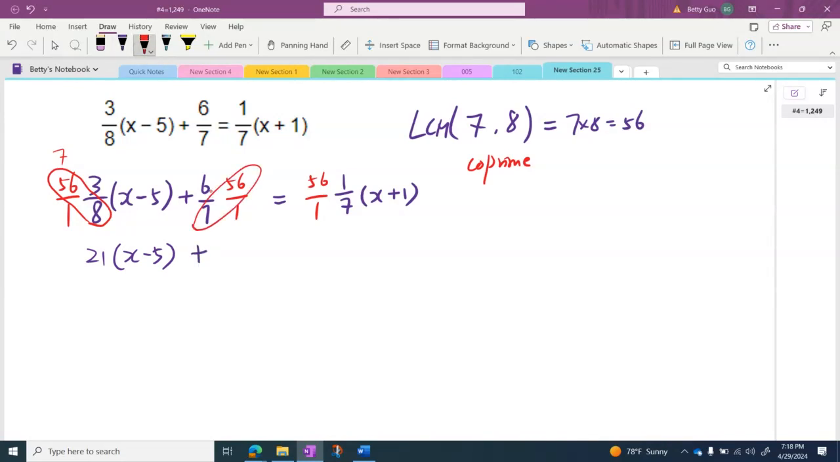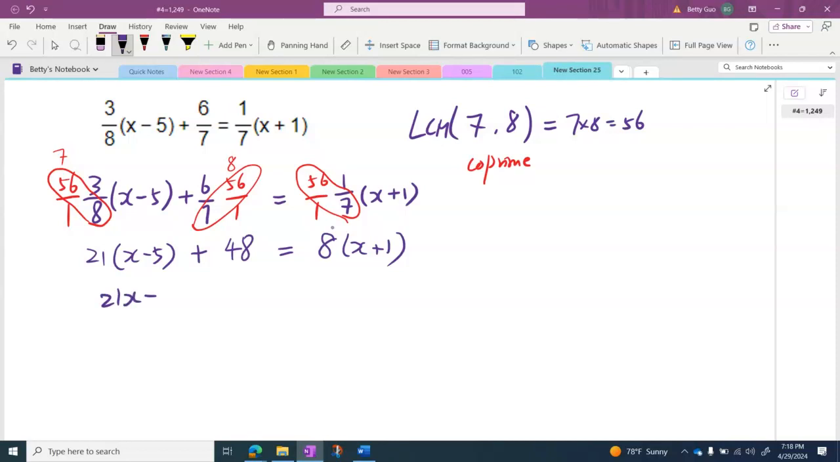56 divided by 7, 8. 6 times 8, 48. Butterfly, 56 over 7, 8. 8 times parentheses x plus 1. And no denominators anymore. And we have a grouping symbol. Let's distribute. Distributive property.